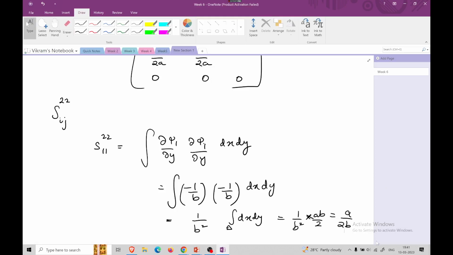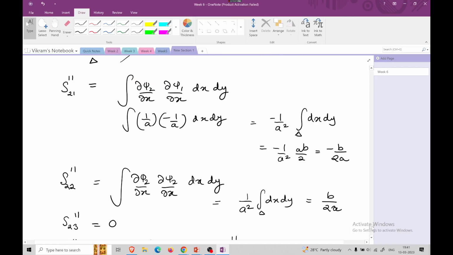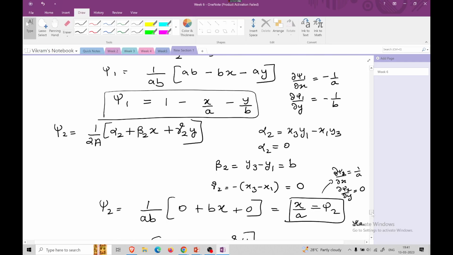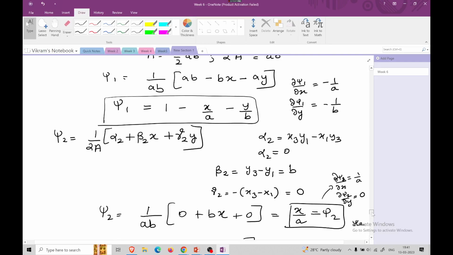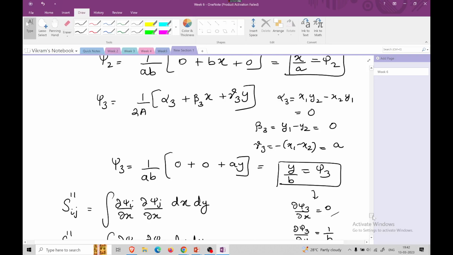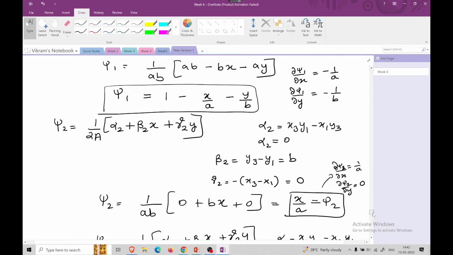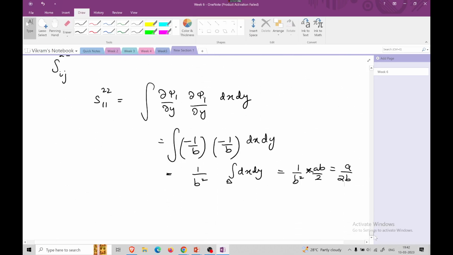Okay. So I made a small mistake. I mixed up psi 1 and psi 2. So here I have the formula. Psi 1 is going to be psi 2. So this psi 1 into psi 2. Next. So this is going to be 0, this will vanish.